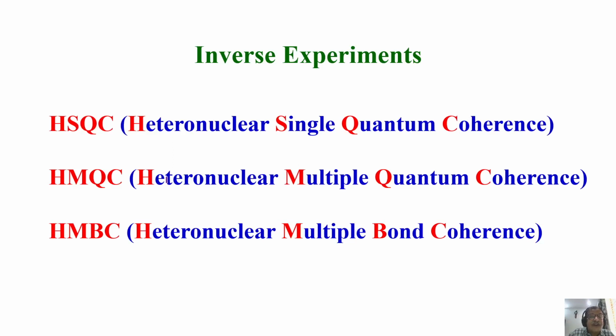In this process, you will know what is happening to the dilute spin. You can indirectly detect the dilute spin by taking the magnetization from the abundant spin, giving it to a rare spin or dilute spin, and taking it back to the abundant spin. This type of experiment is called an inverse experiment, where you detect the abundant spin. What is the advantage? Faster experiment. If I detect carbon, as I told you, we discussed sensitivity. It is very, very less sensitive compared to proton.